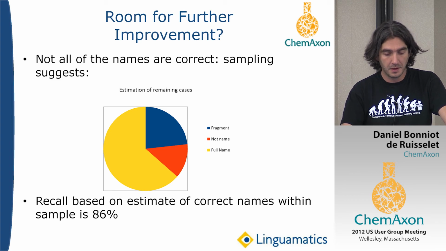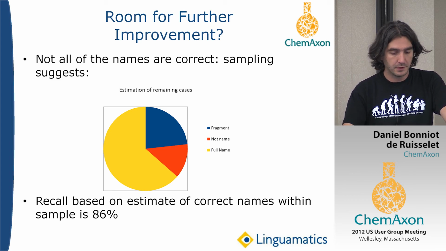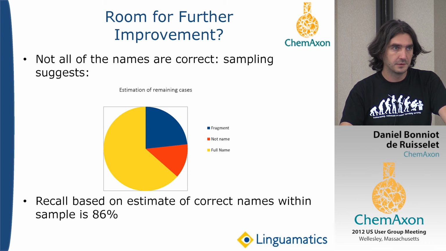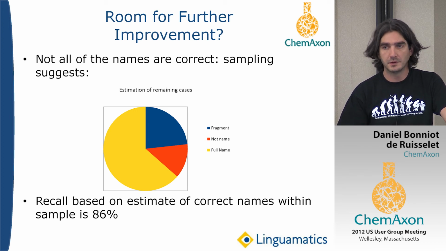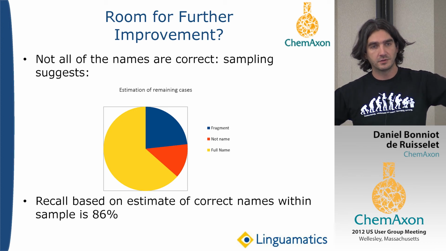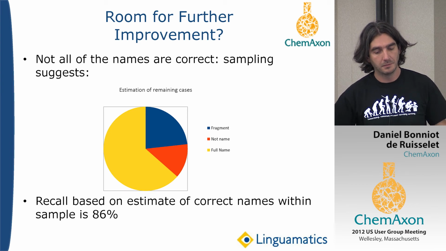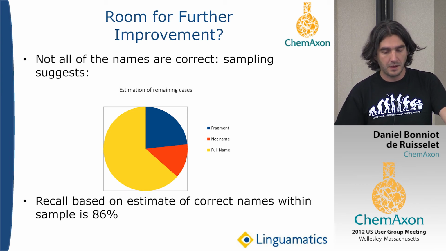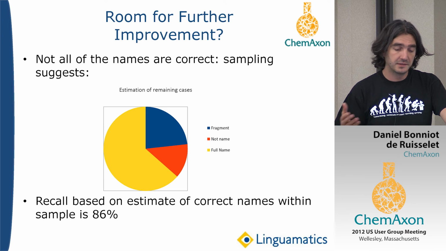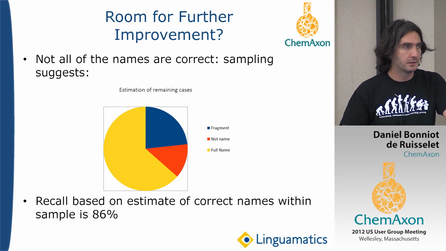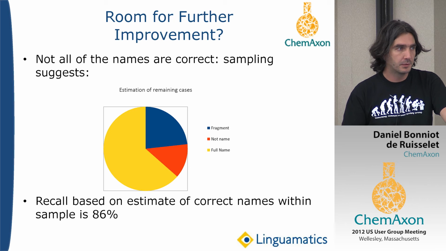Then in blue, you have fragments. These are things that we cannot convert because it's not the complete name. It ends with a dash, and obviously something is coming later. And in yellow are things that, most of them, look like they could be converted. Most of them have OCR errors.